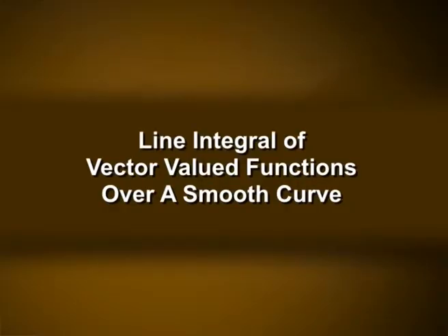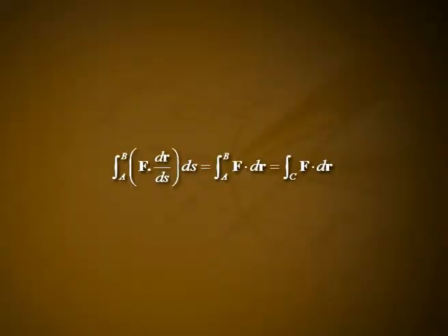Line integrals of vector valued function over a smooth curve. We now review the definition of line integrals of vector valued functions over a smooth curve. If the smooth curve C has a representation r(t) = x(t)i + y(t)j + z(t)k, a ≤ t ≤ b, then the integral of F · dr/ds along C from the fixed point A to the point B, written as the integral from a to b of F · dr/dt dt, is equal to the integral over C of F · dr, and is known as the line integral of the vector valued function F along C.